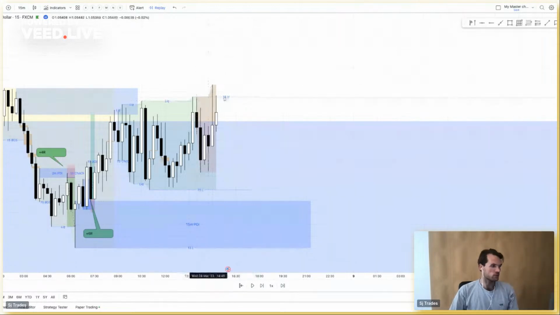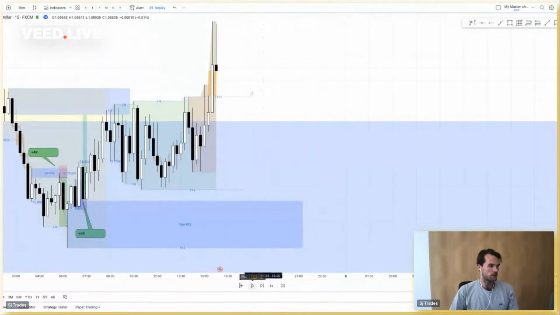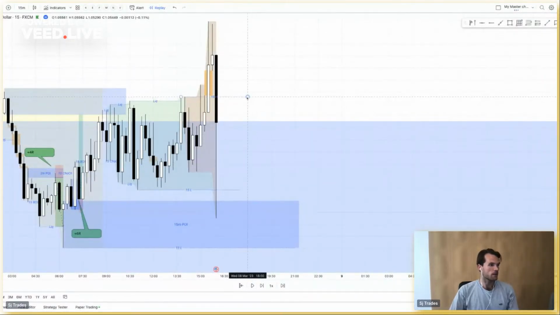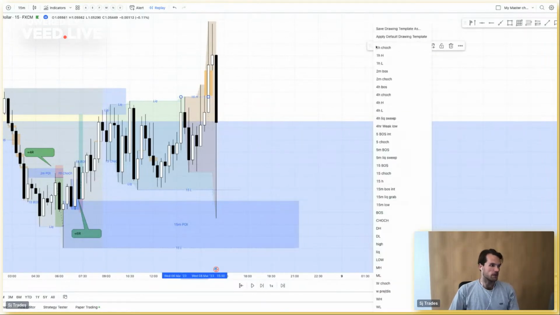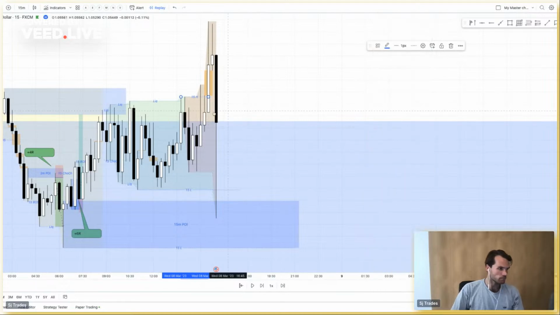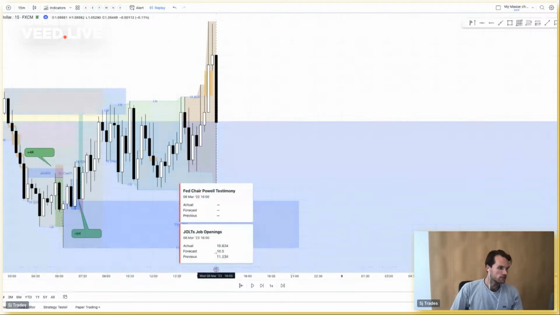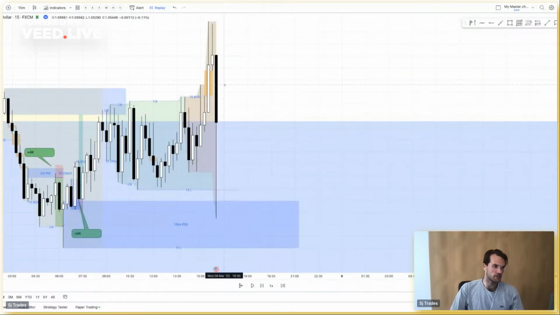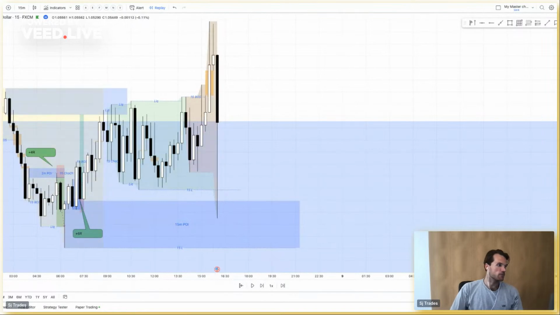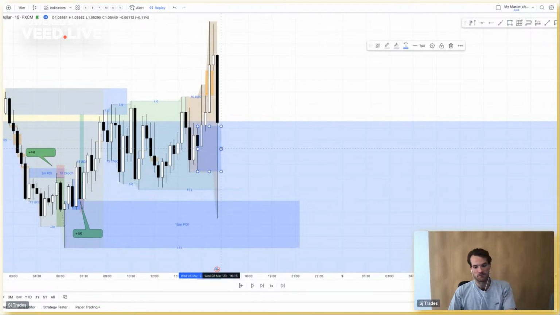New York's opened, sweep, still no breaks. Oh, well, that went pretty quick, but we've got a break of structure. What is this news? Considering the last testimony, how it dumped, even though this would have been your point of interest in live trading, I wouldn't have been putting a limit on on the news. It's just not how I trade.